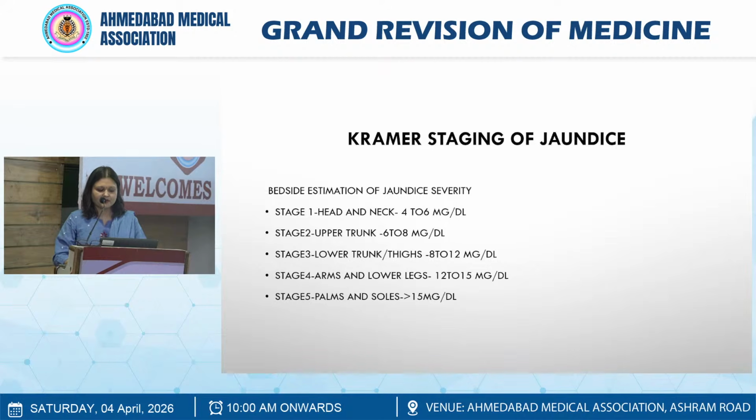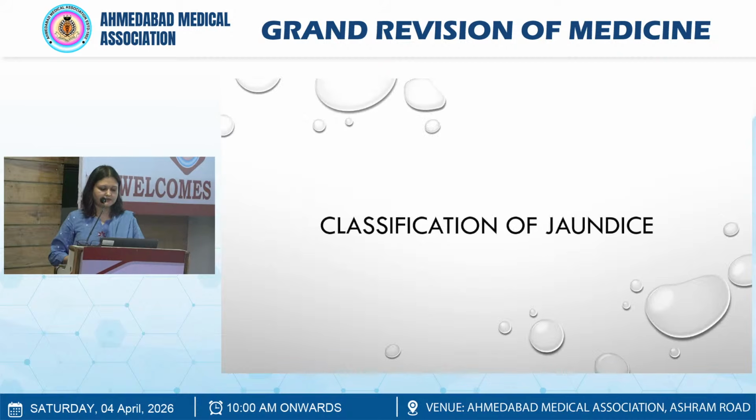Stage 2, upper trunk above the level of umbilicus, 6 to 8 milligram per deciliter. Stage 3, lower trunk and thighs, so bilirubin level is 8 to 12 milligram per deciliter. Stage 4, arms and lower legs. So extremities are involved, and bilirubin level is 12 to 15 milligram per deciliter. And when palms and soles are involved, then there is severe jaundice. The bilirubin level is more than 15 milligram per deciliter.